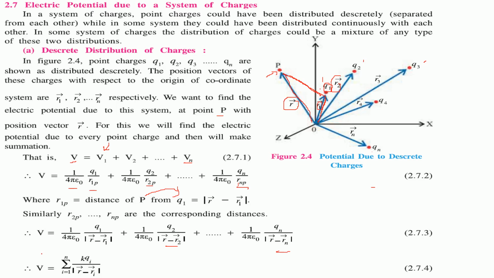So this is the V. We can just add them, we need to sum them, so we can use a sigma sign for summation. This goes from 1 to n, and this is 1 by 4 pi epsilon, let us say it as K. This is Q1, Q2, Qn, so it will be Qi, where i varies from 1 to n, and this is R minus Ri. This will be the final potential.